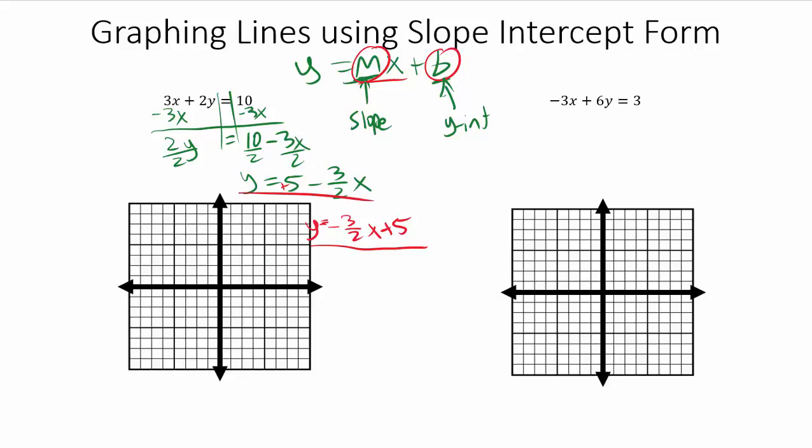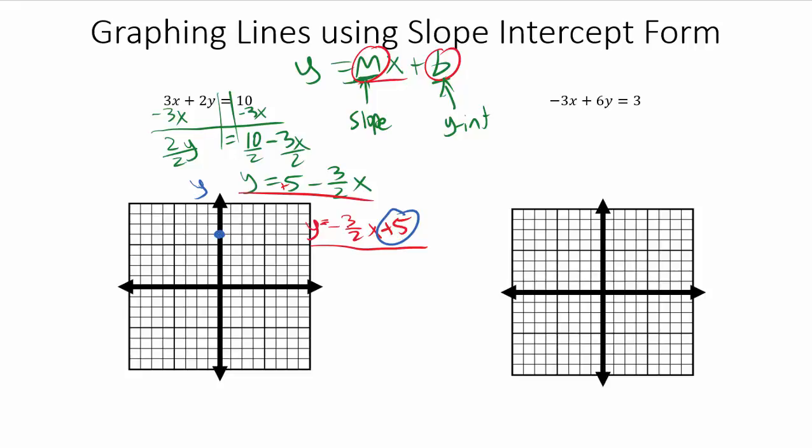Now, just like we did previously, let's graph this. So remember that the plus 5 means that we need to start up at 5, that's the y-intercept. We've got to start up at 5 on the y-axis. So 1, 2, 3, 4, 5. We're going to put a dot.